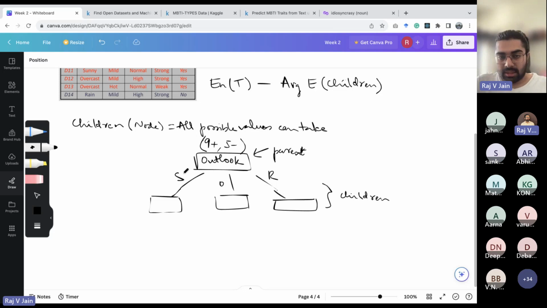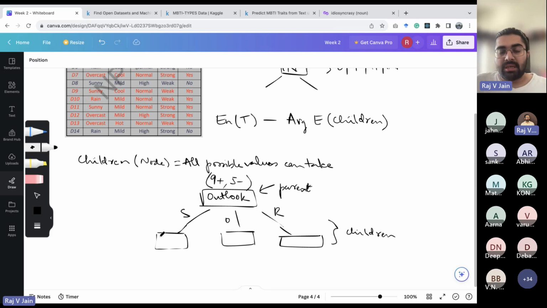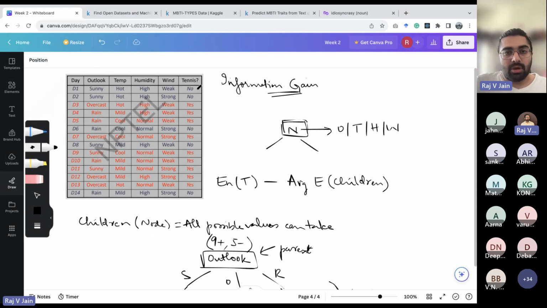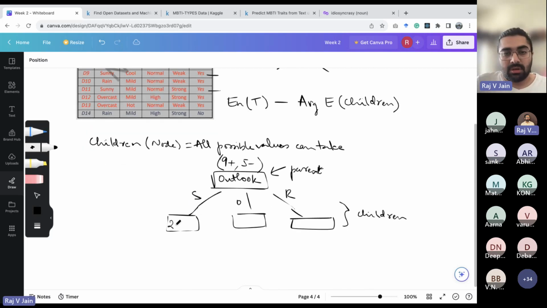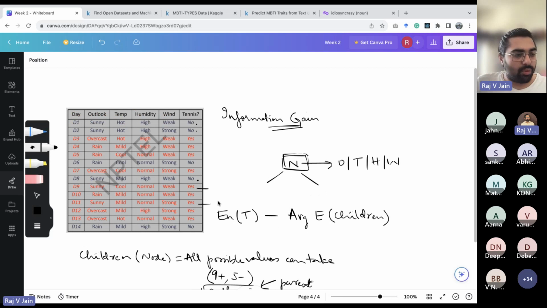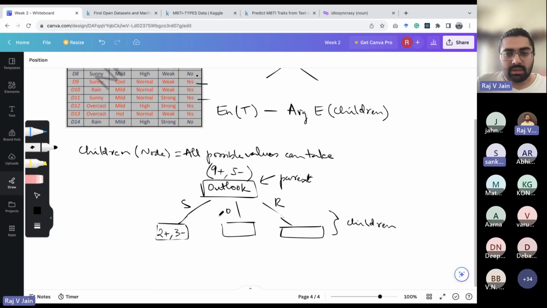Now, after I split on outlook equal to sunny, how many positive and negative examples are left in this particular node? That is what we want to know. For sunny, I have 2 positives and 3 negatives in this node. When I have overcast, it's always yes, so I have 4 yeses.